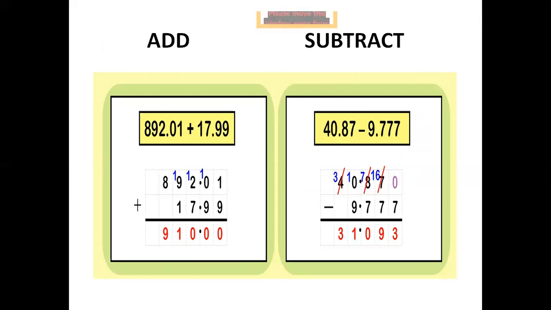Now let's see one more example of addition and subtraction. When we add 892.01 with 17.99, we get the answer as 910.00. And when we subtract 9.777 from 40.87, we get the answer 31.093.